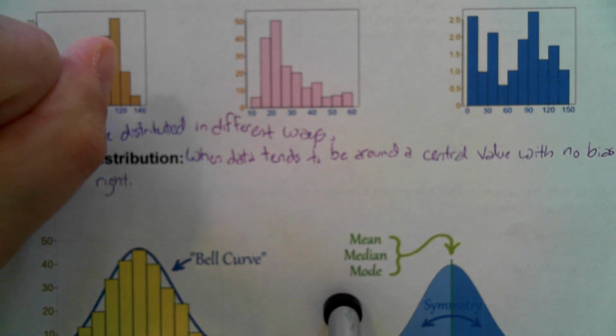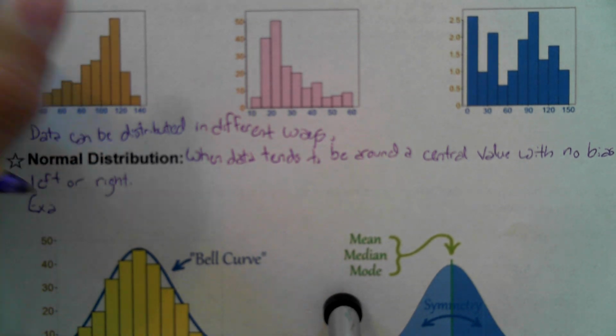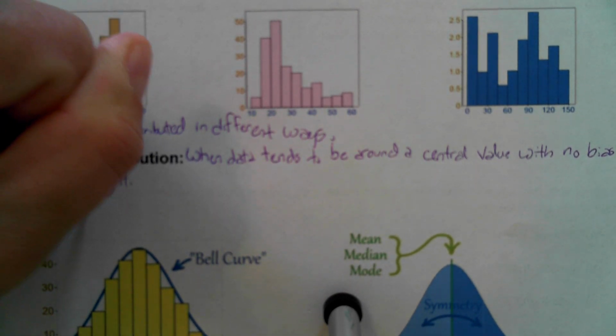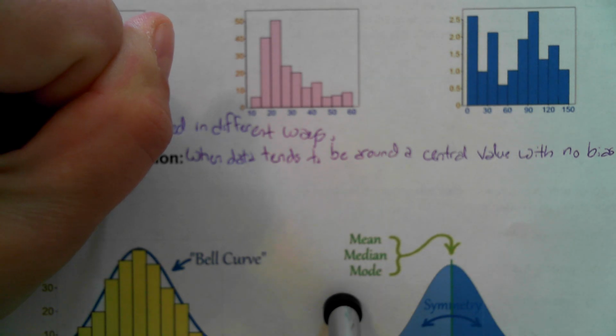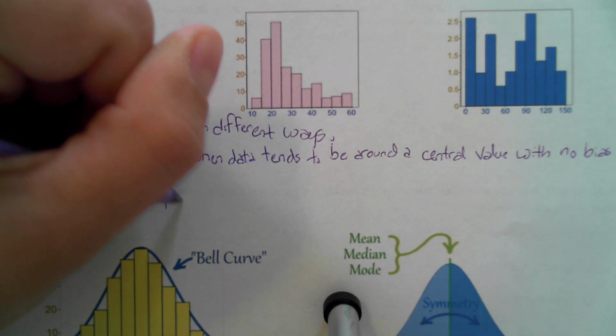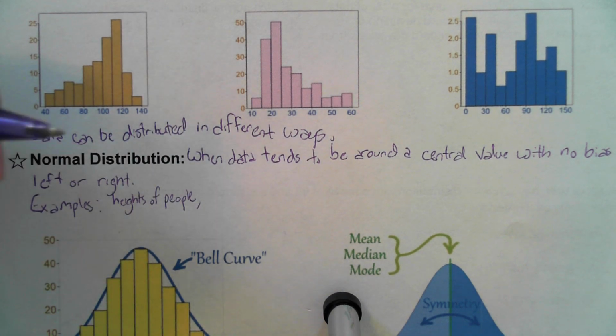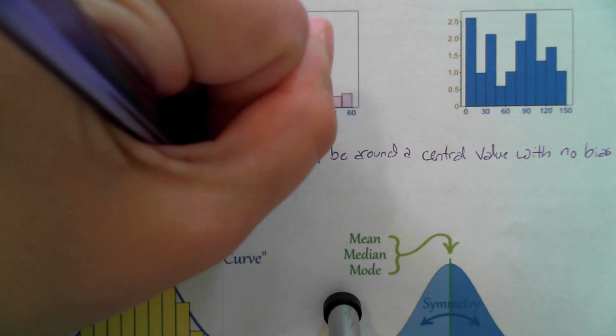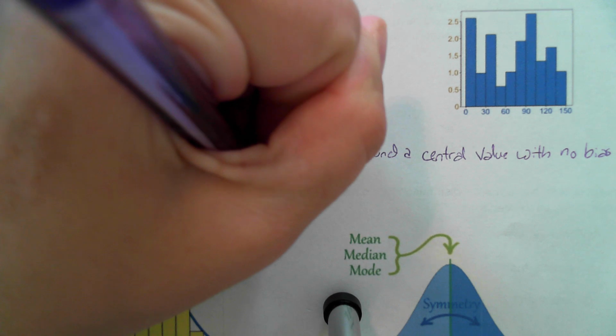Some examples of things that tend to be normally distributed are heights of people, errors in measurement, blood pressure, or marks on a test.